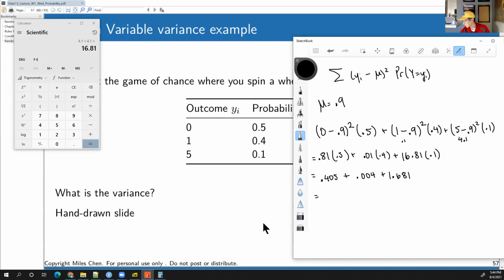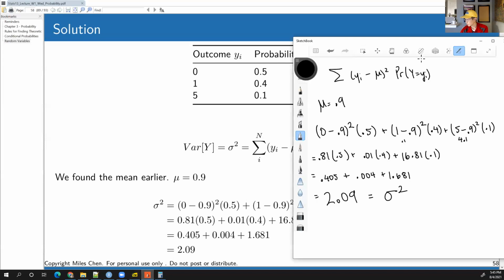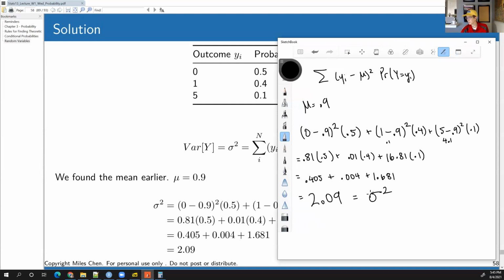Let's come over here. 0.405 plus 0.004 plus 1.68 is 2.09. That's my variance. Is that okay, how I arrived at this number? Okay, so that's great. Here's a formula, right? And here are the numbers that you plug in.